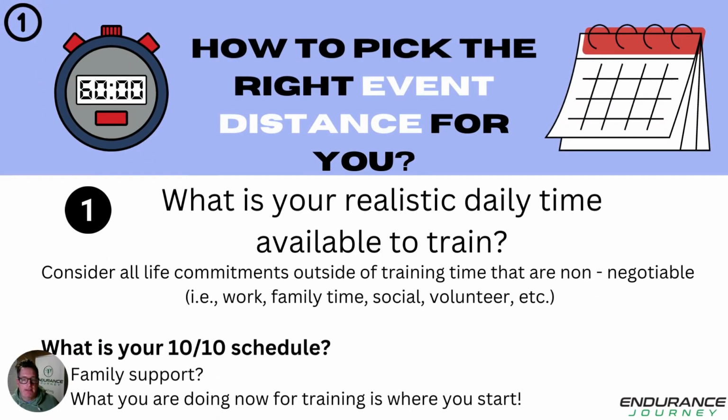So picking the right distance or right event distance for you really comes down to understanding your daily time available to train. So again, considering all those things that you have to commit to each day, your work, your family time, social, meals, volunteer activities, all those things. Once you're clear on your available time to train, then the next question to ask yourself is, what is your 10 out of 10 schedule?